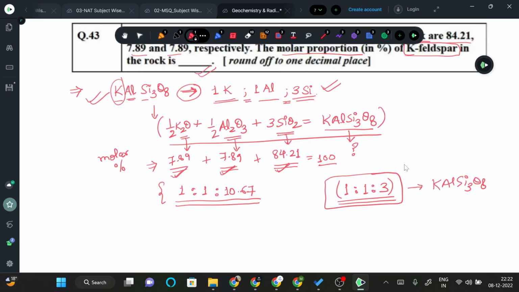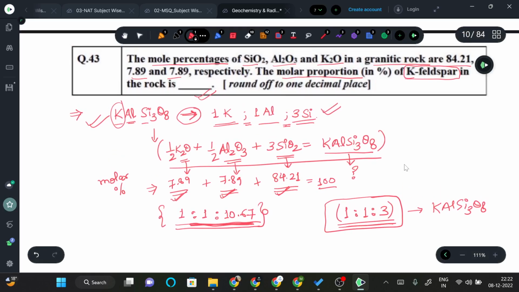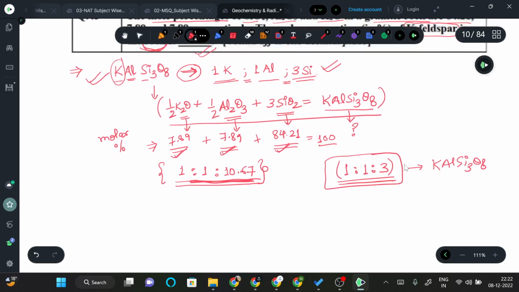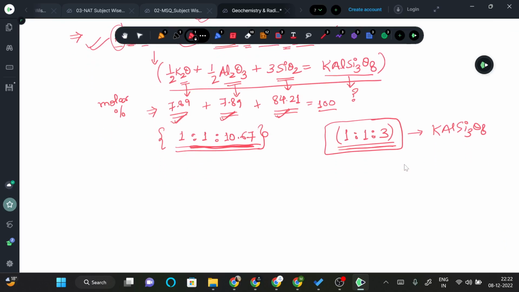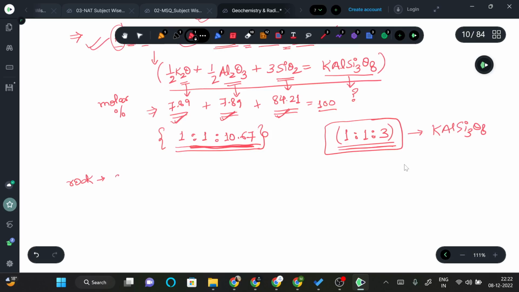I'm telling you why. So here you can see this is the ratio required, but what we have is this ratio. So that means SiO2 is more present than what is actually required to form K-feldspar. So this particular rock, that here it is mentioned now, the molar proportion of K-feldspar in the rock. So this particular rock is oversaturated in silica. It's a silica oversaturated rock in this particular question. This rock is silica oversaturated.